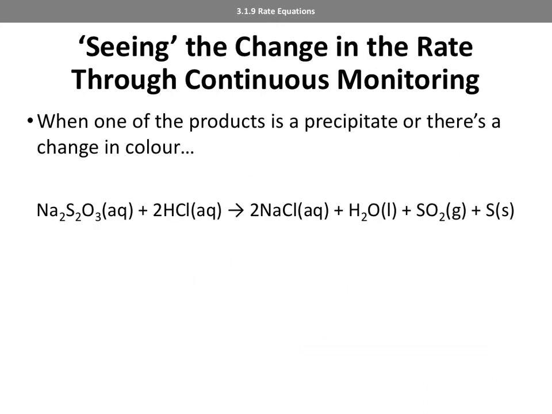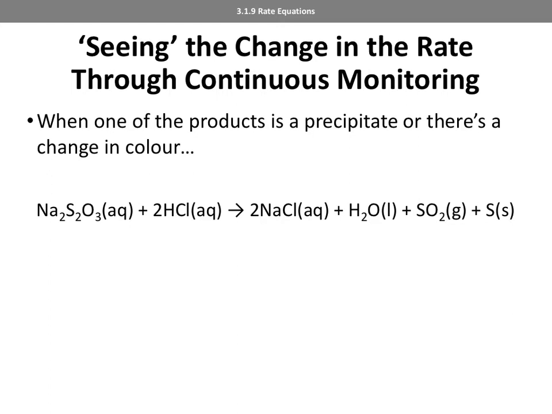Now, when you look at this reaction here, one of the things to notice is we do have a gas being produced, but one of the products is a solid. And when we look at the left-hand side, both of the reactants are solutions, and they would be colourless solutions. But when you have a precipitate, so when a solid is formed out of solution, one of the ways that you will most likely recognise that is that the solution goes cloudy. So if a solution goes cloudy, that means you've got a precipitate.